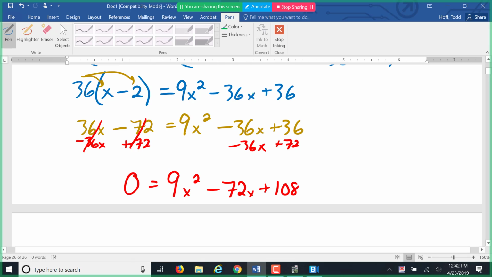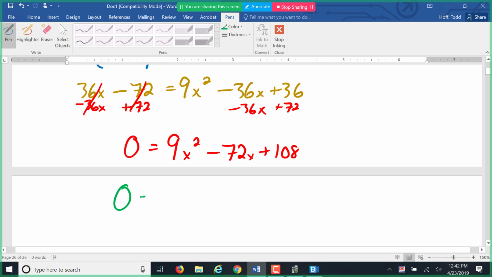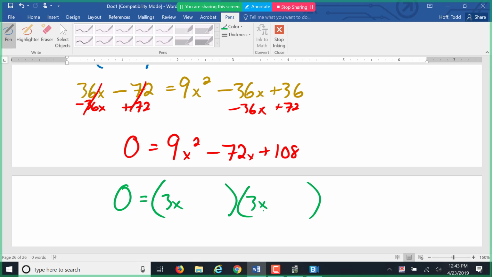Now we need to try to factor this. I would probably go after with the 9x squared, probably 3x and 3x first to see if we can make that work. 108. Well, it can be 36 and 3, but I'm guessing that's probably not going to work. 12 and 8, let's try that. It's going to be a minus. Let's do a minus 12 and minus 8, and let's check to see if that works.